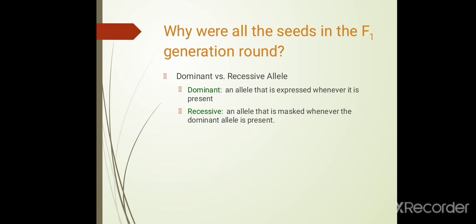Why were all the seeds in the F1 generation round? Dominant versus recessive allele. Now let's define the dominant. A dominant allele is an allele that is expressed whenever it is present, while a recessive allele is an allele that is masked whenever the dominant allele is present.